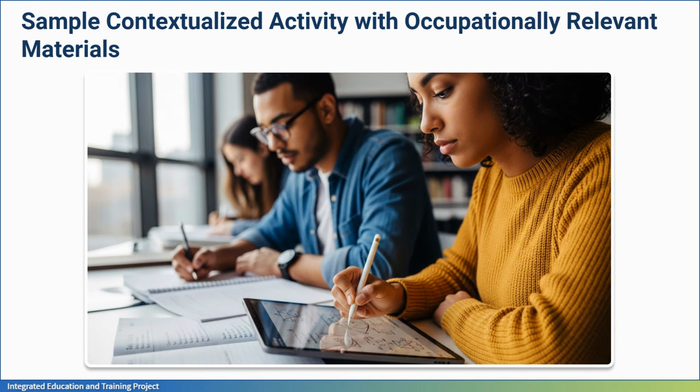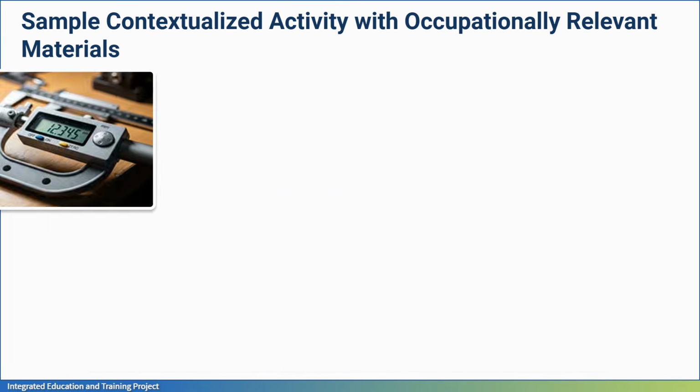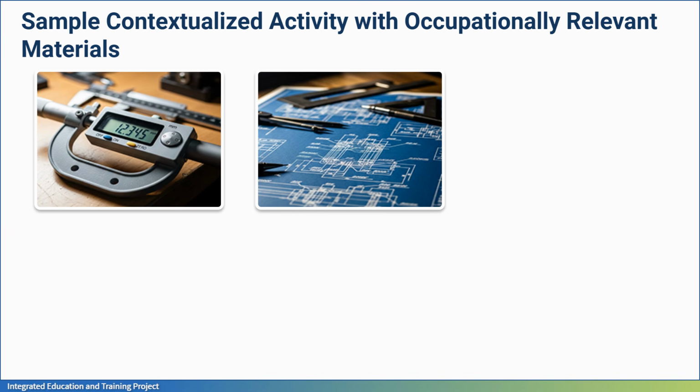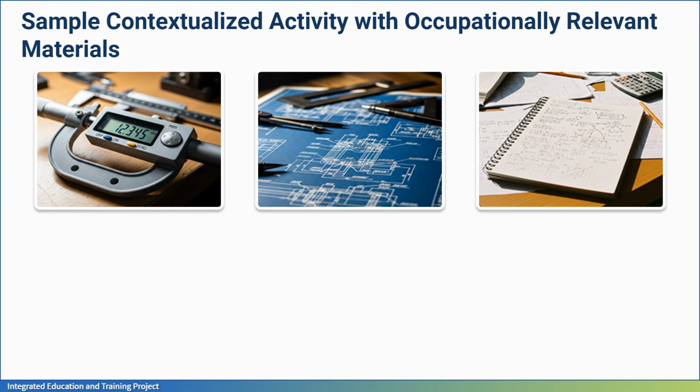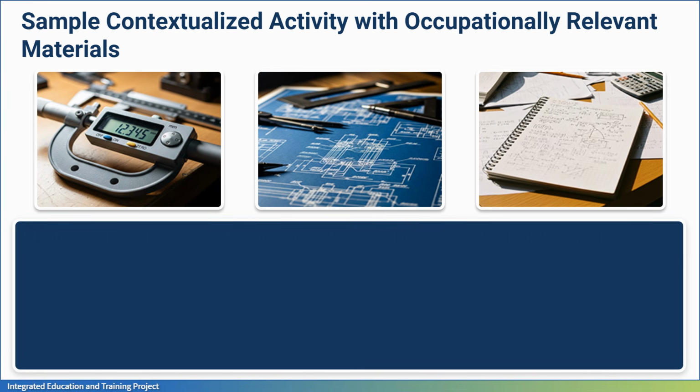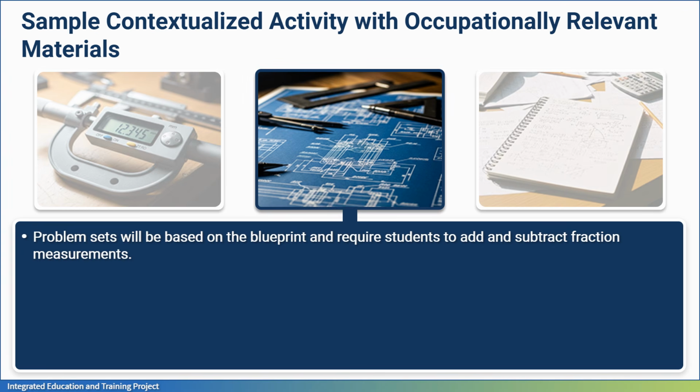Let's look at how the example in the previous slide can be used in a contextualized activity with occupationally relevant materials. A series of problem sets is given to learners to complete. In order to do so, they need to use the following authentic materials: micrometer, simplified manufacturing specification blueprint, and a recording sheet. For this activity, problem sets will be based on the blueprint and require students to add and subtract fraction measurements. The blueprint will need to have lengths that can be measured and meaningfully added together.